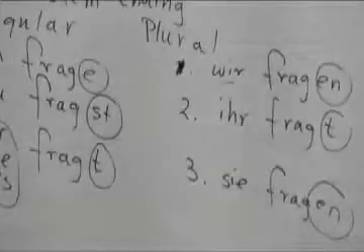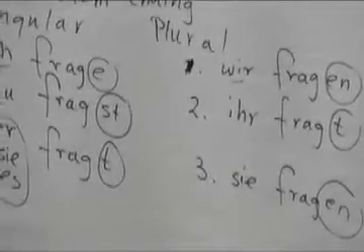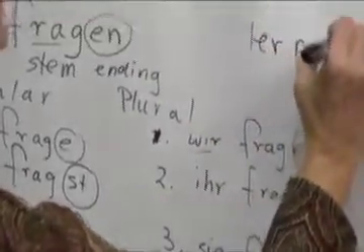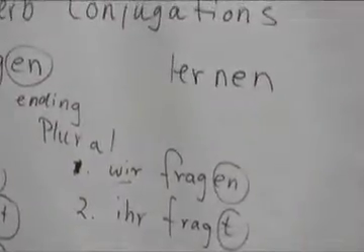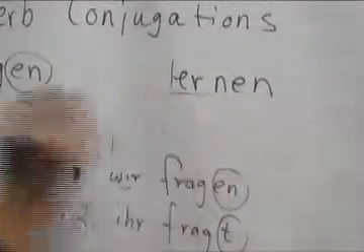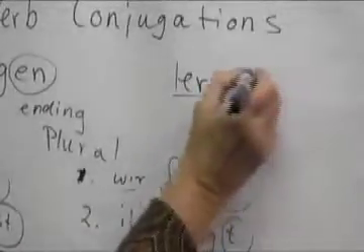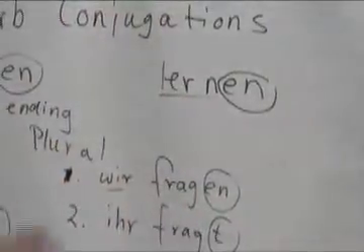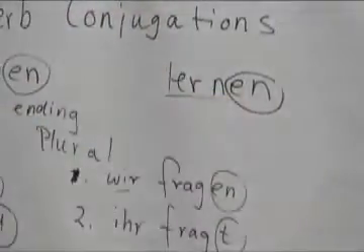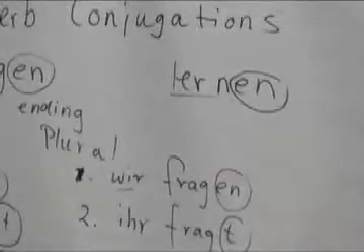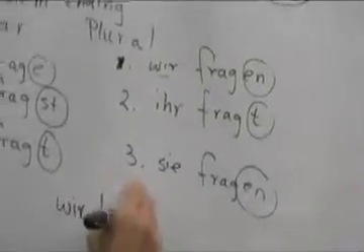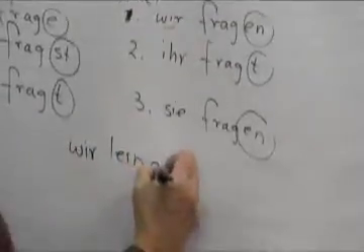All right? Is everybody with me so far? So suppose I'm going to write the word lernen down. Now, what's the stem of this one? Lern. And the ending is en, right? Okay. Now we take the stem all the way through this conjugation, and all we do is add the personal ending. So if I would say, we are learning German, how would we say that? Okay, let's do stem, personal ending is en, right?